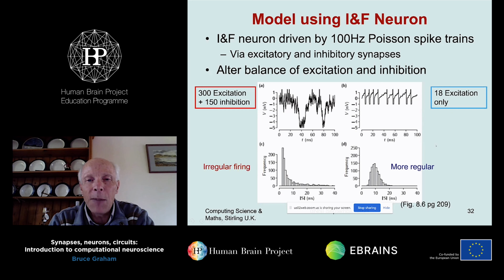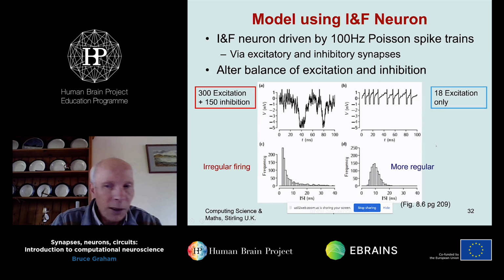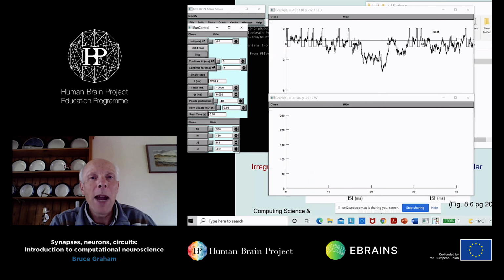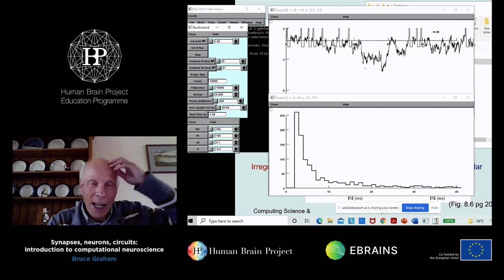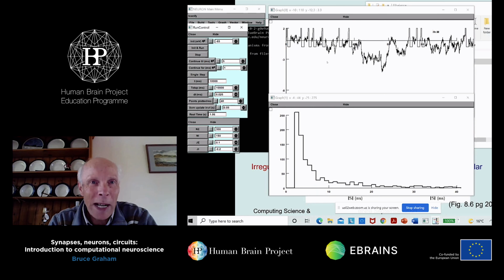this irregularity. And I'll just quickly run this simulation. So here we have a suitable balance. What we're actually simulating is just a single integrate and fire neuron, which is receiving lots of inputs. In this case, 300 excitatory inputs and 150 inhibitory inputs, where the inputs themselves are random spike trains from each neuron.